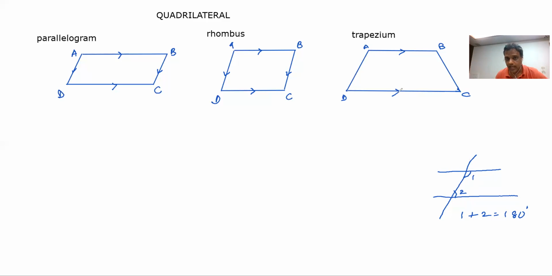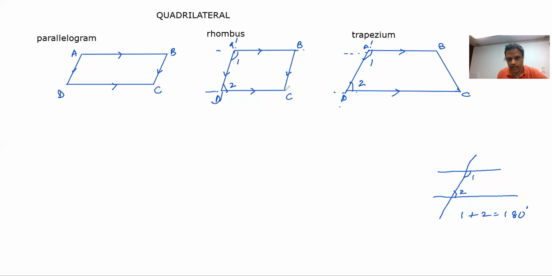Now we have two parallel lines and there is one line which is cutting these two parallel lines. Just observe this very carefully, right? These are two parallel lines and AD is the traversal line. So internal angle 1 and 2, the sum will be 180 degrees. Coming to the rhombus, these are two parallel lines. There is one traversal line which is AD. So internal angles, the sum will be 180. So 1 plus 2 will be 180.